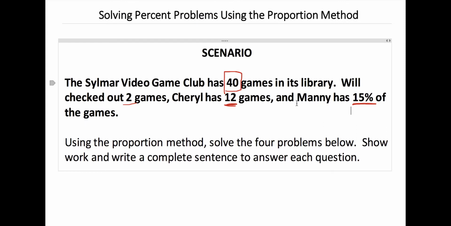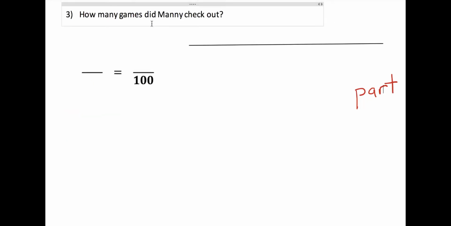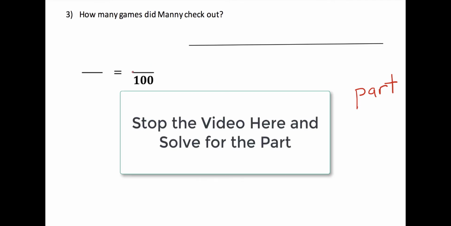If we go back, it says Manny has 15% of the games, and they want to know how many of the 40 did he check out. Okay, so we're looking for the part. Stop the video now and see if you can figure this one out on your own.